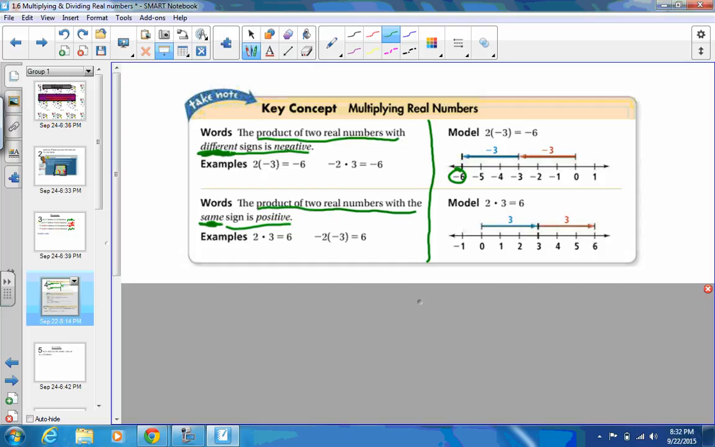Here's an example. Positive 2 times 3. So there's two of those 3's this time. So positive 3, double that to get to positive 6. Okay? That's your key concept with multiplying integers, or multiplying real numbers. It doesn't have to be just integers, any real numbers. You'll get those results.